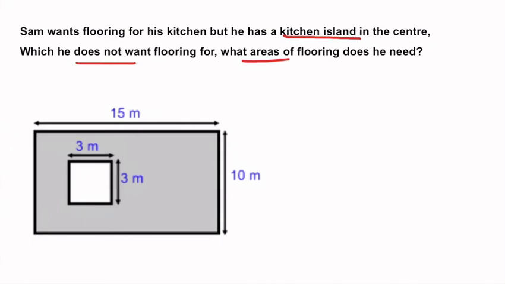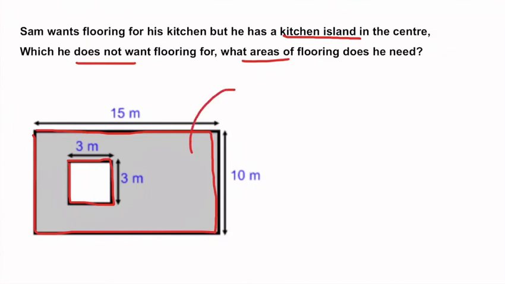So if we look at this diagram, we can see that this white square in the center of his kitchen is the island. This whole shape is his whole kitchen. And we are trying to find the area of just the dark grey region. So the way that we're going to tackle this question is first we're going to find the area of the whole kitchen, then we'll find the area of the island, minus that from the area of the whole kitchen to find the area of just the dark grey region. So let's just do that.